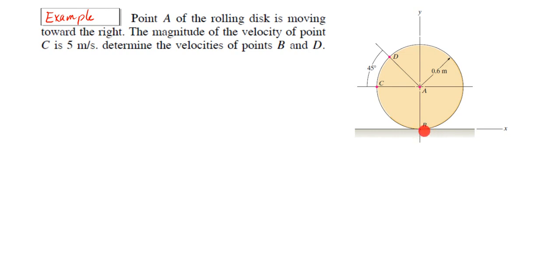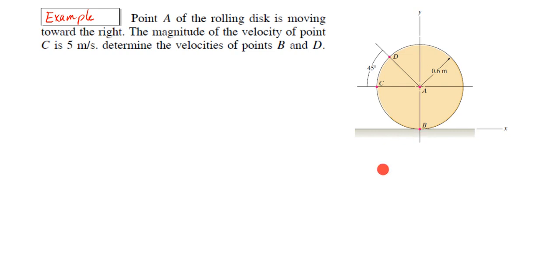Now, if there is no slipping, so we are just driving, let's say on a totally dry, perfect road. If there is no slipping between a rolling object, in this case the disk, and the floor that the object is rolling on, the velocity of the contact point, and here we're talking about the velocity of point B, which is the contact point, is the same as the velocity of whatever it is in contact with.